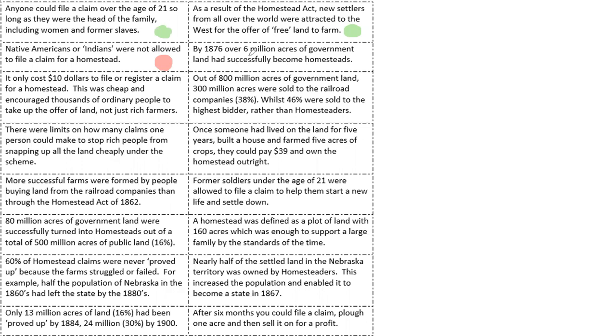By 1876, over 6 million acres of government land had successfully become homesteads. Well, the point of this was for the government to have as many people to claim homesteads as possible. So within 14 years, 6 million acres, that's not a bad amount, okay? The government would have liked probably a bit more, but overall, 6 million in the first 14 years was a positive aspect for the government.